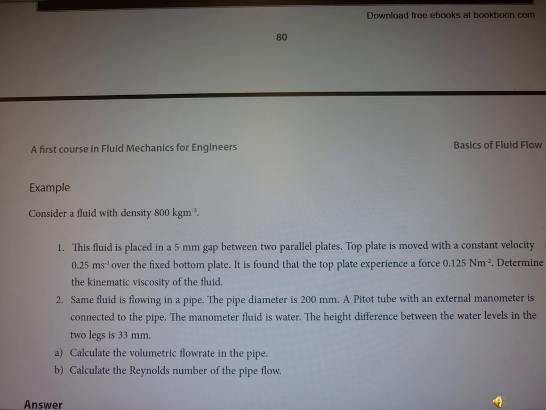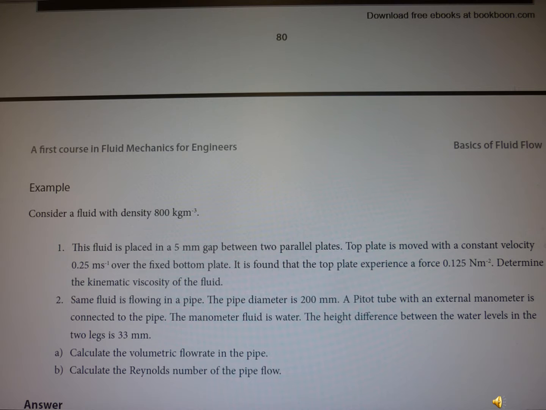Then we will solve this problem. Consider a fluid with a density of 800 kilogram per meter cube. This fluid is placed in a 5 millimeter gap between two parallel plates. The top plate is moved with a constant velocity of 0.25 meter per second over the fixed bottom plate. It is found that the top plate experiences a force of 0.125 Newton per meter square. Determine the kinematic viscosity of the fluid.